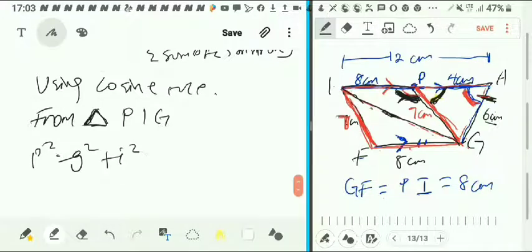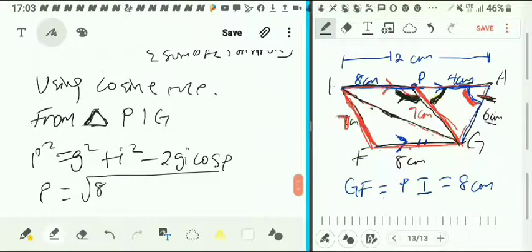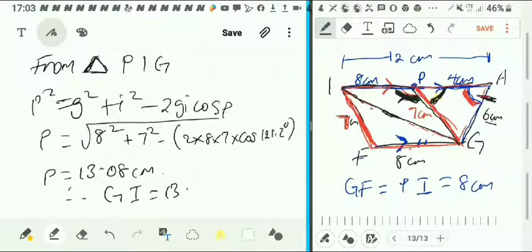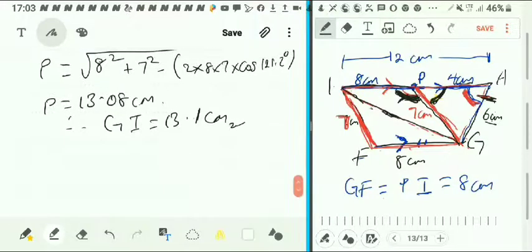G square plus I square minus 2GI cos P. So P is equal to what? The square root of all this. 8 square here, 7 square here, 2 times 8 times 7 times cos 121.2 degree. So P is equal to what? 13.08 centimeter. Therefore GI is what? 13.1 cm to the nearest centimeter.